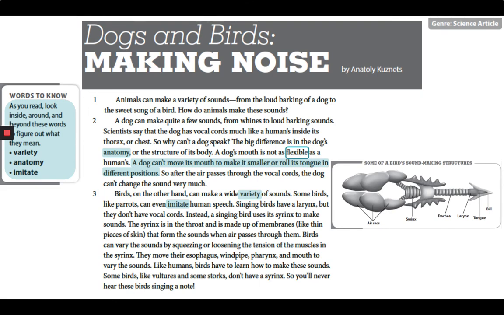Birds can vary the sounds by squeezing and loosening the tension of the muscle in the syrinx. They move their esophagus, windpipe, and pharynx to vary the sounds. Like humans, birds have to learn how to make these sounds. Some birds, like vultures and some storks, don't have a syrinx, so you'll never hear these birds singing a note.